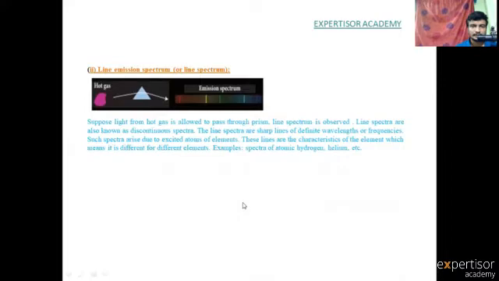The second in emission spectrum is the line emission spectrum, or line spectrum. Suppose light from a hot gas is allowed to pass through a prism, a line spectrum is observed. Line spectra are also known as discontinuous spectra. The line spectra are sharp lines of different wavelengths or frequencies. Such spectra arise due to excited atoms of elements. These lines are characteristic of the element, which means they are different for different elements. Examples: the spectra of atomic hydrogen and helium.